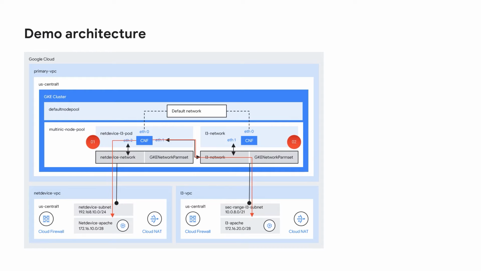Let's take a look at our second use case. We will perform an SSH into the L3 network pod and validate connectivity to the L3 Apache instance in the L3 VPC via EAP1 by performing a wget against the L3 Apache server. That concludes the demo architecture. Time to jump into the deployment.